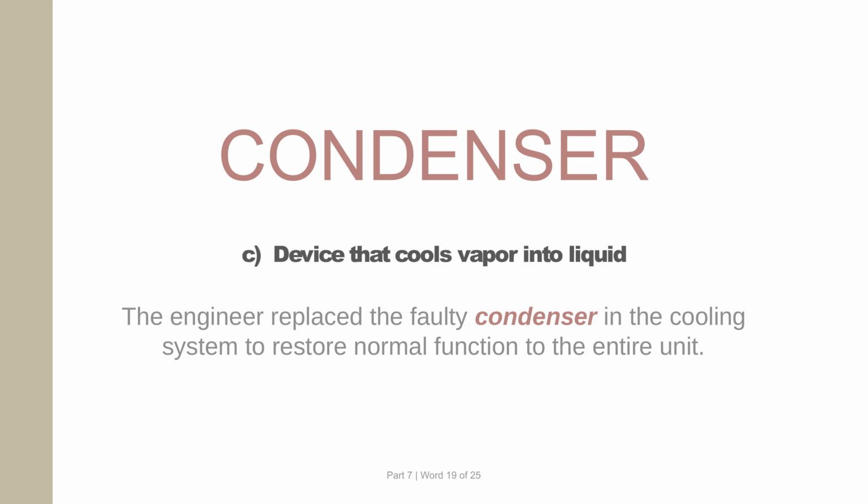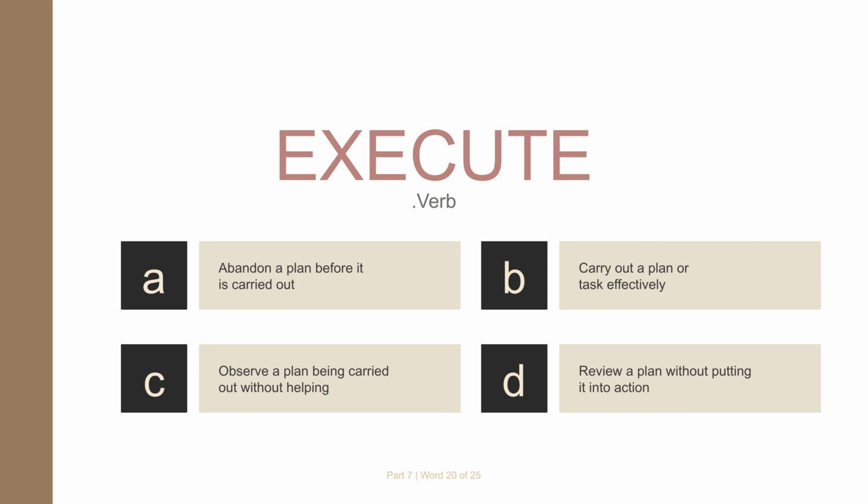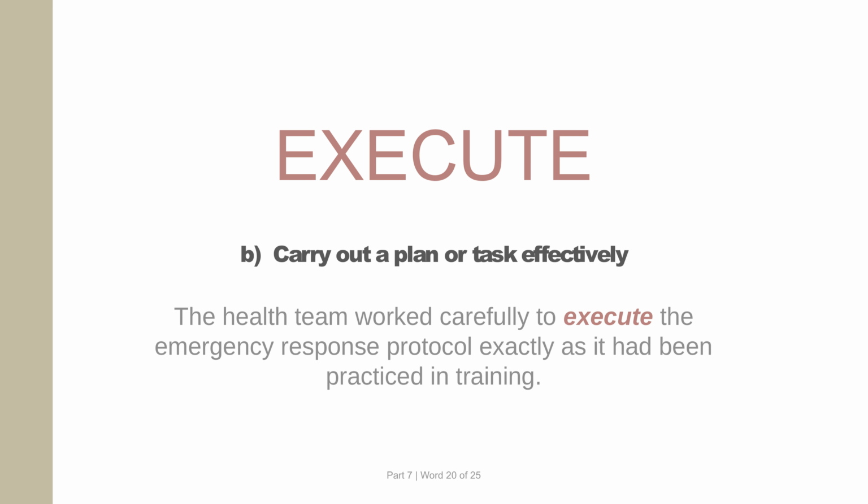Example: the engineer replaced the faulty condenser in the cooling system to restore normal function to the entire unit. Question 20. What is the meaning of execute? Option A: abandon a plan before it is carried out. Option B: carry out a plan or task effectively. Option C: observe a plan being carried out without helping. Option D: review a plan without putting it into action. Correct answer: Option B. The correct meaning of execute is carry out a plan or task effectively.